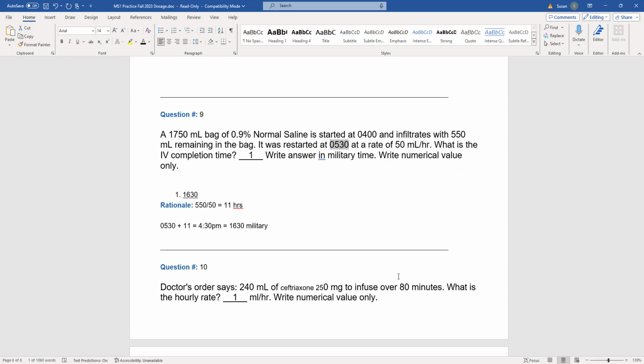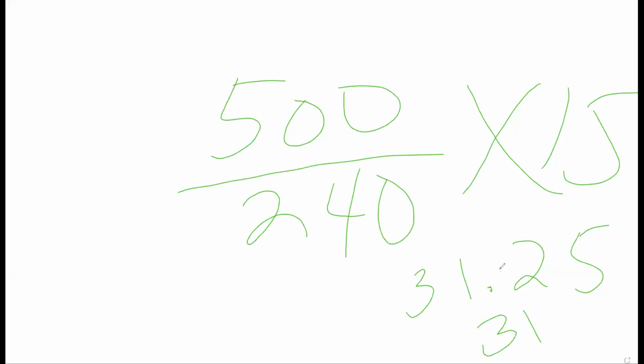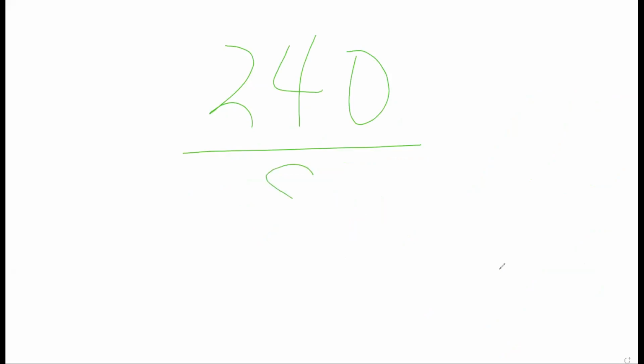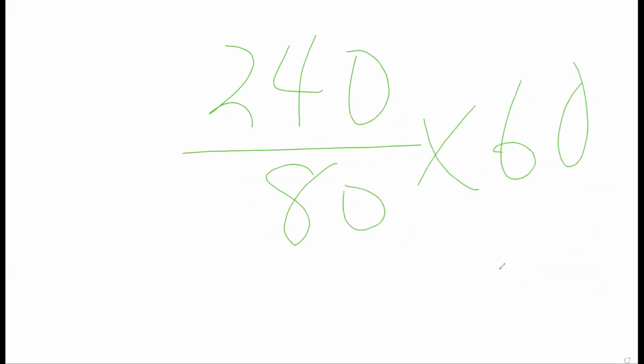So what are we calculating here? 240 divided by 80. We're calculating mLs per hour, yes. So 240 divided by 80, but your 80 is in what? Minutes. Minutes, and you're calculating mLs per hour. So you're going to have to do some sort of conversion here. If this is in minutes, you have to convert it to hours.